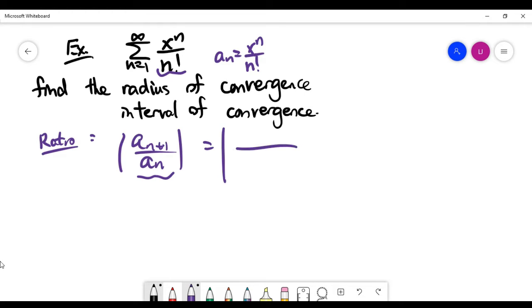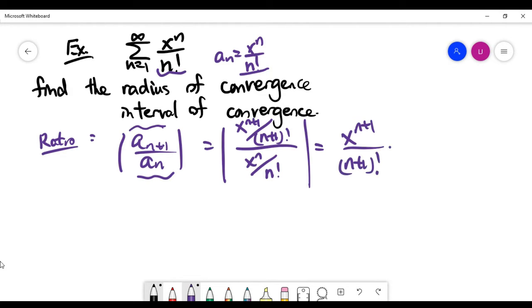So let's write down the fraction here. For the bottom, we basically have the same term x to the power n divided by n factorial, and for the top, you actually have the same term, but you need to replace n by n plus 1. And as usual, we can actually flip the fraction you have in the bottom. So after the flip, the n factorial term comes at the top.